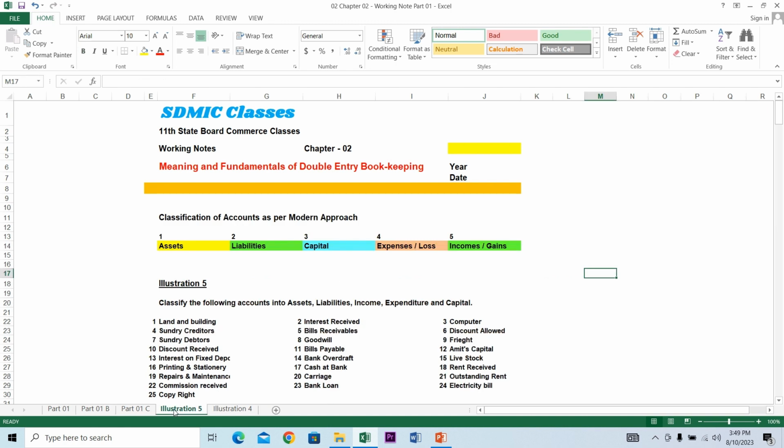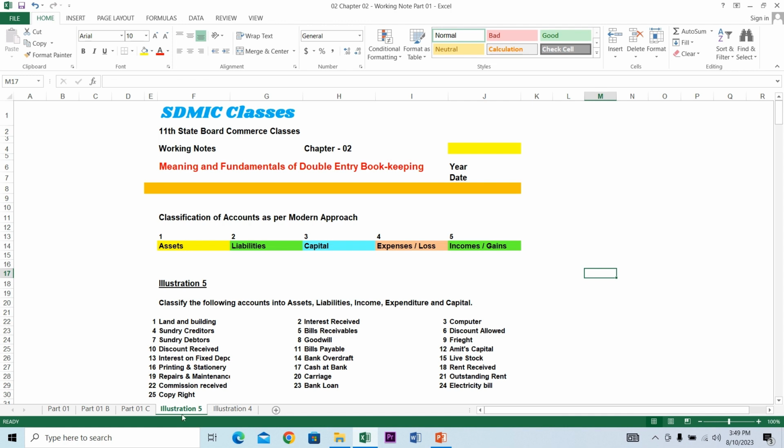As per modern approach, accounts are classified into 5 categories. 1. Assets. 2. Liabilities. 3rd. Capital. 4th. Expenses or loss. 5th. Incomes or gain. These things I have also explained in the last class, and the theory part we have completed. Today I will show you 2 examples of how to apply these logics, and how to categorize these things.